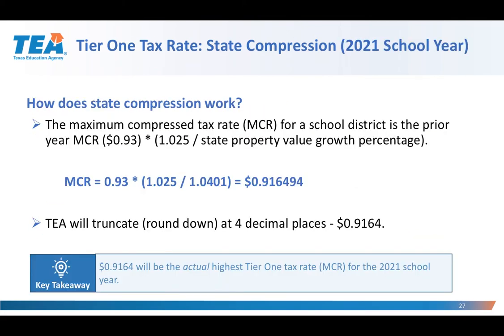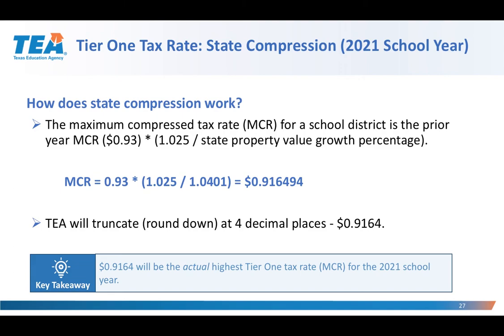So on to state compression. How is that going to work? The maximum compressed tax rate for a school district for tax year 2020 is going to be the prior year maximum compressed tax rate of 93 cents times a fraction, which is 1.025. This is where your 2.5% compression comes in, divided by the state property value growth percentage of 1.0401. You can see that that comes out to 0.916494, 91.64 cents. TEA truncates tax rates down to 4 decimal places, so it will be 0.9164.